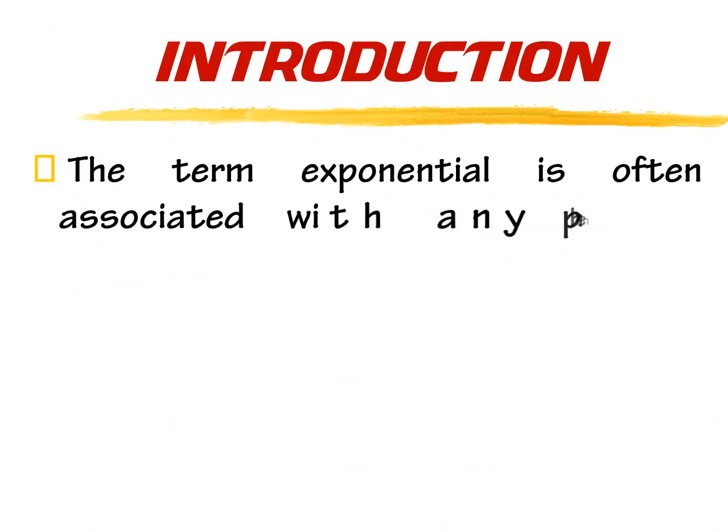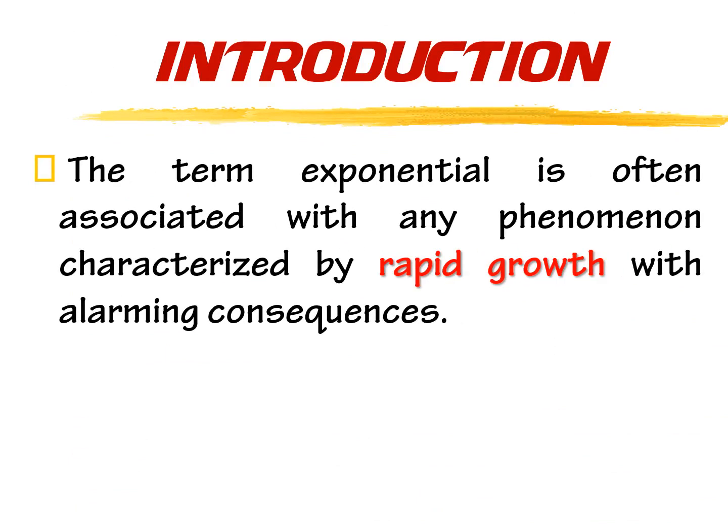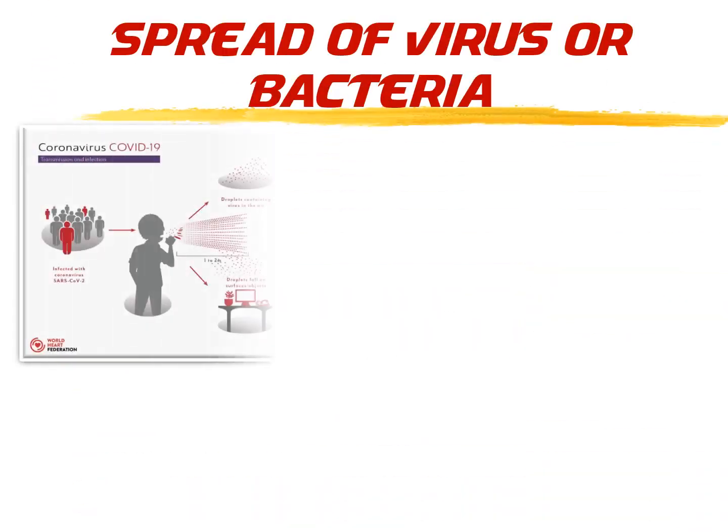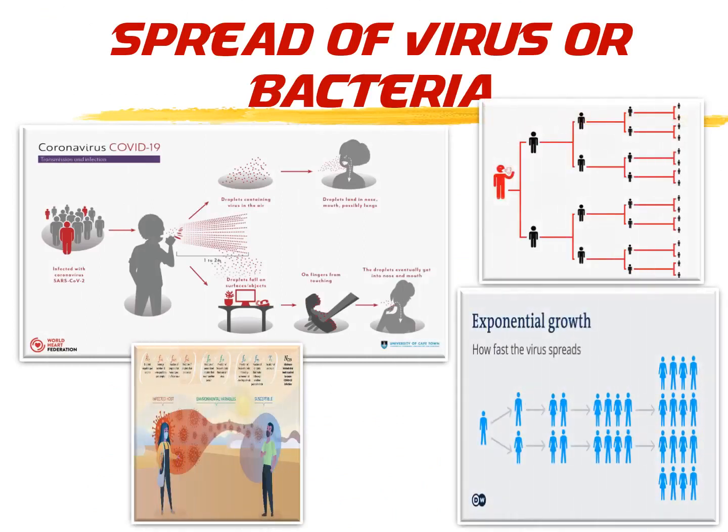Usually, the term exponential is often associated with any phenomenon characterized by rapid growth with alarming consequences. An example of which is the spread of virus or bacteria. How fast a virus or bacteria spreads is an example of exponential phenomena.